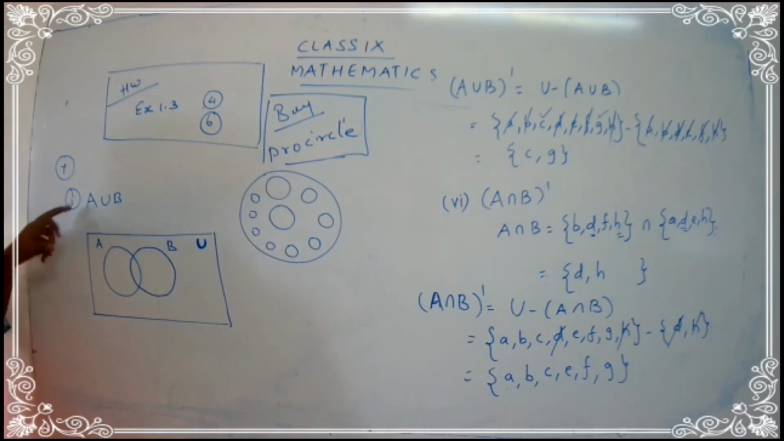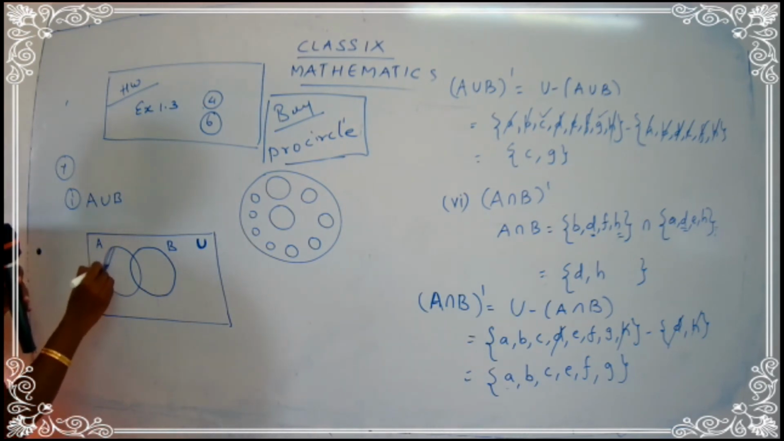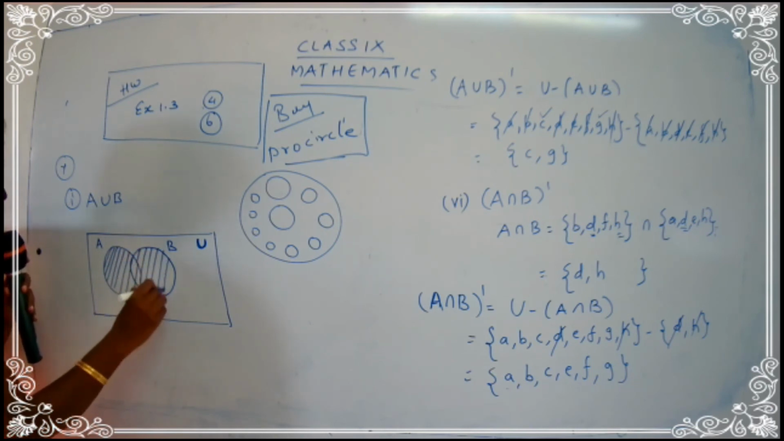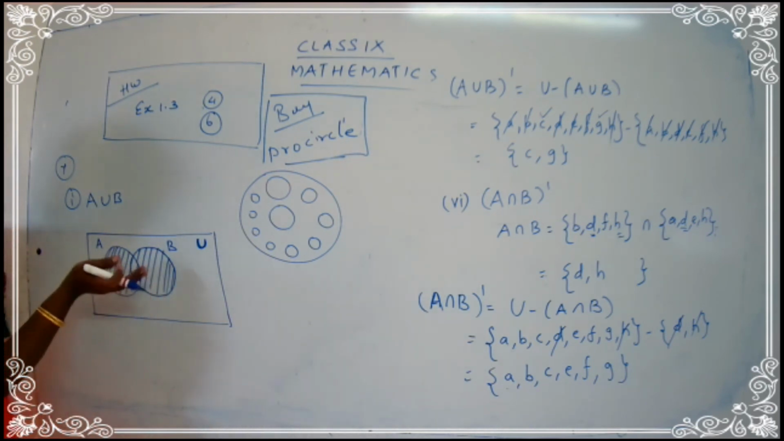Now what is the thing you have to find out? A union B. A union B means what? A union B means which area am I going to focus on? I am going to focus on A and B. This is the Venn diagram. A union B. A and B.